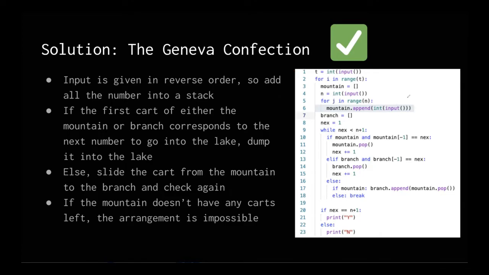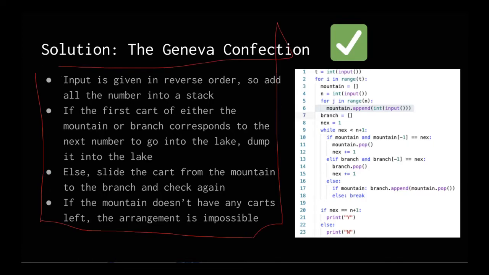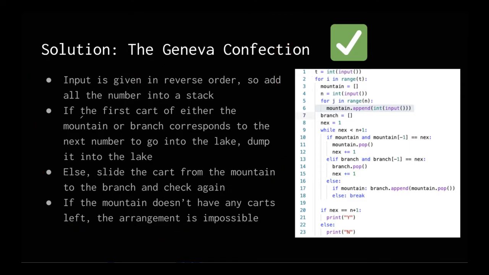For example, I like how Matthew here actually breaks out as soon as it didn't work, which is very smart because that saves more time. As long as one of the configurations isn't right, you immediately break. And also at the end, he actually checks if next equals n plus 1, meaning that instead of checking the final configuration, he just checks if the next value considered every single train that came in, and they're all in order. So here's also a pseudocode kind of explanation, and here's the solution here. So again, the explanation is if the first card of either the mountain or branch corresponds to the next number of the lake, you're going to dump it into the lake, right?